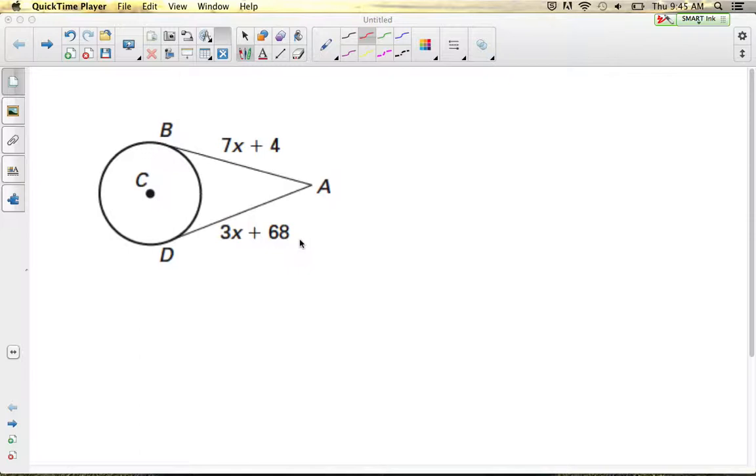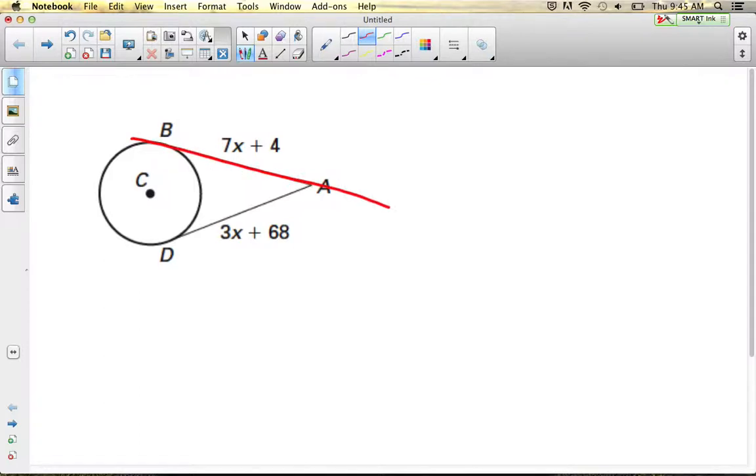As you can see, we have one tangent going from A to B or B to A. We have another tangent that's going from A to D or D to A, and we have a circle. So whenever you have two tangents and they meet at the exact same point outside the circle, you are allowed to set these segments equal to each other. I should say these segments are congruent, so let's write that out.